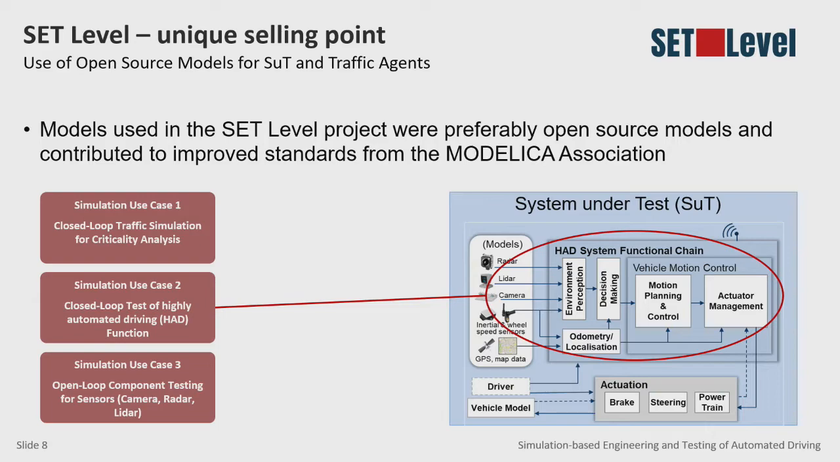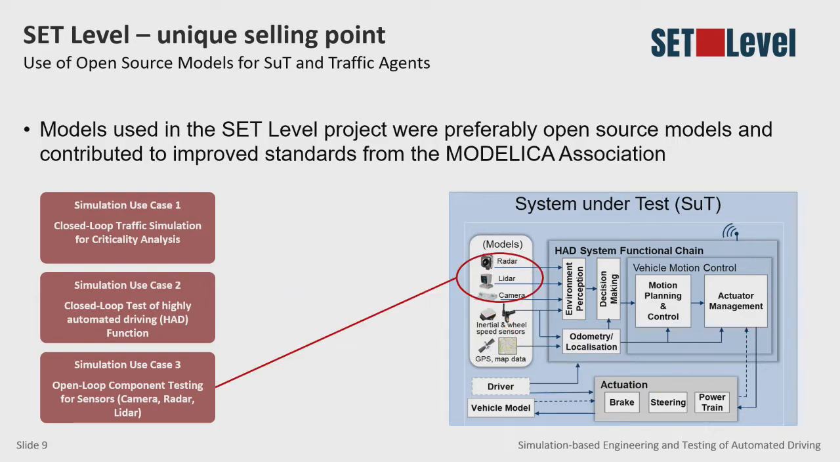Simulation use case 2 concentrated on the HAT system functional chain itself. The integration of the function in a closed loop environment was what we worked on. In fact, this is a subsystem of a total vehicle and can also be used to deal with malfunctions, that means fault injections, and how the automated driving system safely reacts.